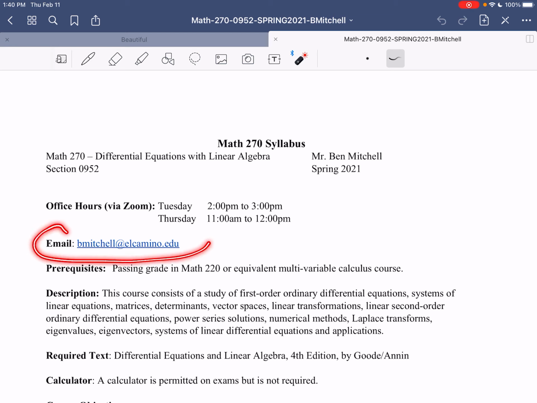My email is listed right here at the top of your syllabus. It's bmitchell@elcamino.edu. A little bit about the prerequisites for this course.